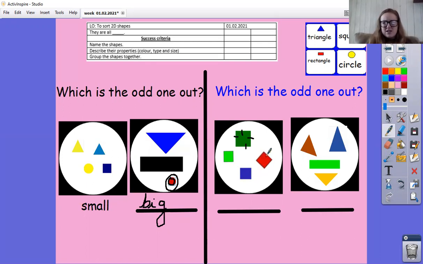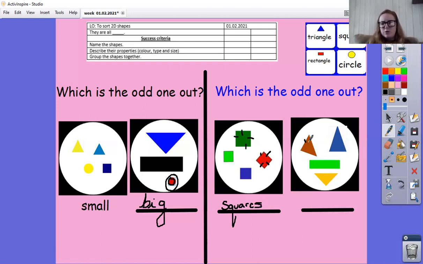Let's have a look. It's got 1, 2, 3, 4 sides. Are they all equal? Yes. Oh, well, it's also a square. It's just been rotated. These are all squares. What about these shapes? What are all these shapes?